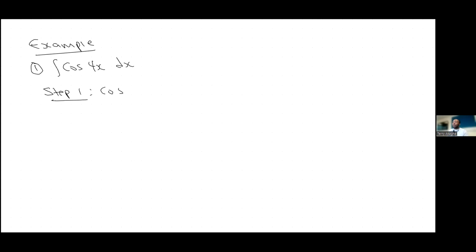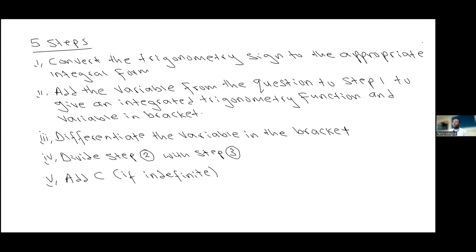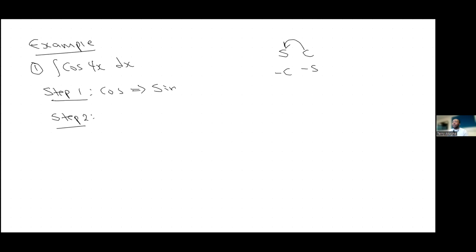So how do you convert cosine? It's going to be sine, cosine, minus cosine. So when you integrate cosine, it's going to give you what? Sine. So that means in step 1, this cosine has to be converted to sine. Okay? So what do we have in step 2? We have to add the variable from the question to step 1 to give an integrated trigonometry function and a variable in bracket. So instead of cosine, it's going to become sine. Then this 4x is going to be here. So this is what you're going to have in step 2.